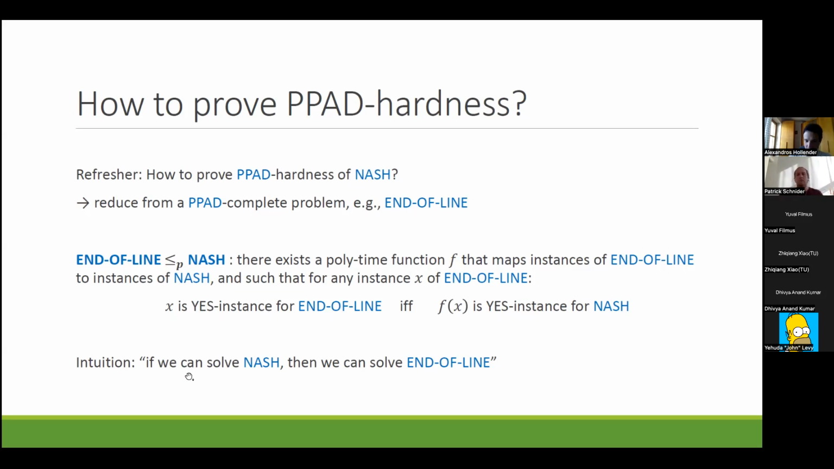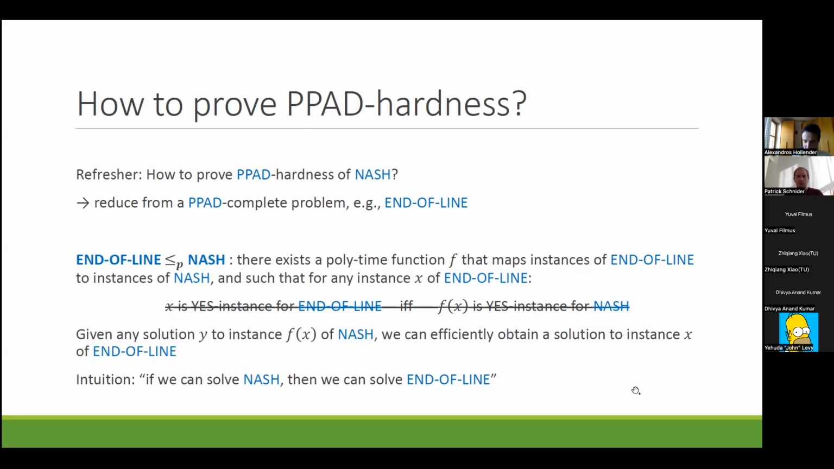So if we go back to the intuition of what we actually want to be able to say, namely, if we can solve the Nash problem, then we want to be able to solve the end-of-line problem. Okay, this is what our reduction should give you. Then we need to modify the definition as follows. We still have a function f that maps an instance of end-of-line to an instance of Nash.